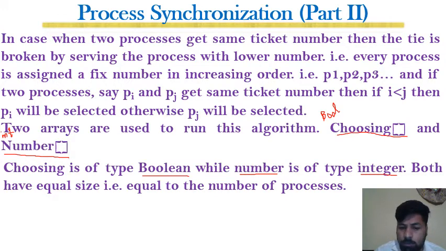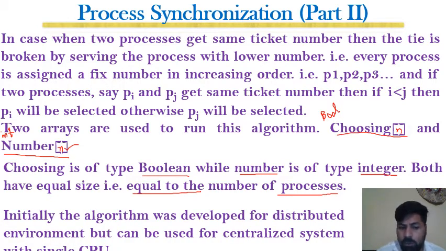Both have equal size. What will be the size of these arrays? Both of them will have size equal to the number of processes in the system. For example, if there are n processes, I'll write n. It can be the number of threads in the system, right? So this n shows that there exist n processes in the system. Both arrays will be declared first before executing the bakery algorithm. Initially, the algorithm was developed for a distributed environment, but it can be used for a centralized system with a single CPU.